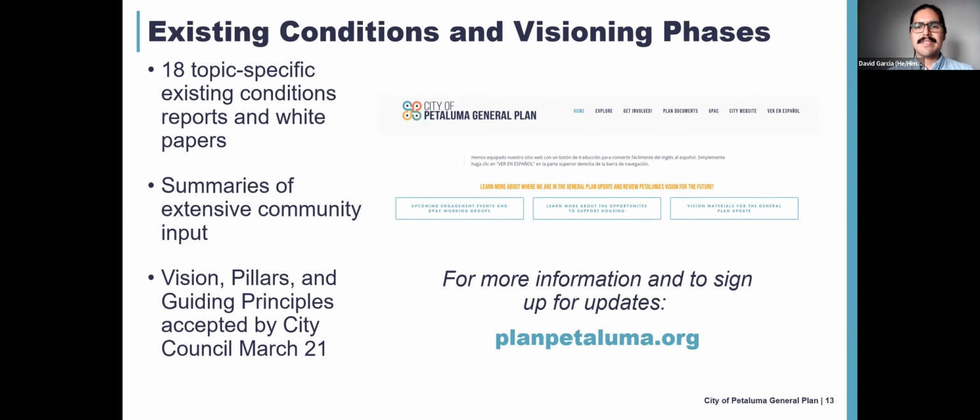So to learn more about all of this information that we have, please access our website where you can find our existing conditions reports, summaries of various community engagement events and input that we've received, some links to the final drafts of the vision, pillars, and guiding principles, and much more. And you can also sign up to receive updates and meeting reminders for upcoming sessions.